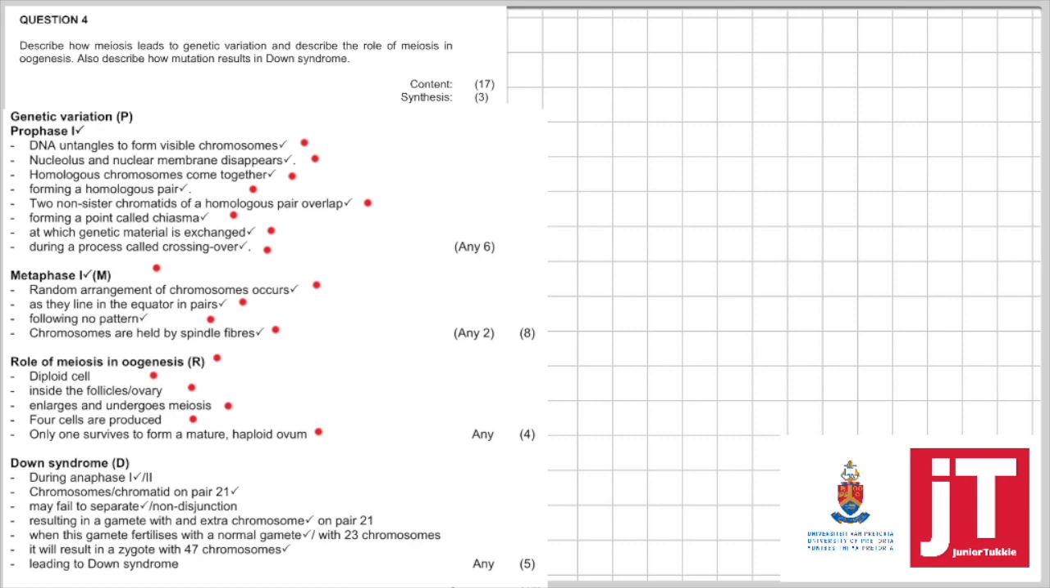And lastly, how mutation results in Down syndrome. During anaphase 1 or 2, chromosomes or chromatids on pair 21 may fail to separate, or non-disjunction occurs, resulting in a gamete with an extra chromosome on pair 21. When this gamete fertilizes with a normal gamete with 23 chromosomes, it will result in a zygote with 47 chromosomes, leading to Down syndrome.